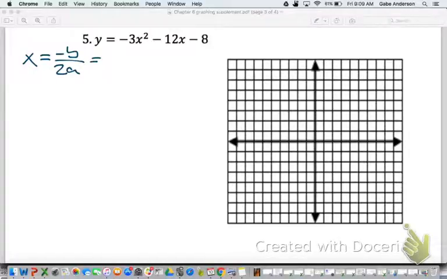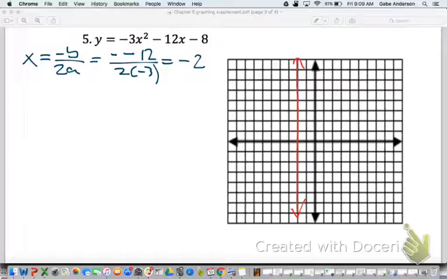So your b value is negative 12. So this would be negative 12 over 2 times negative 3. So this ends up being positive 12 over negative 6, which is negative 2. So did you all get an axis of symmetry of negative 2? Yeah. Any questions? All right, so axis of symmetry of negative 2 is right about here. Something like that. Good?